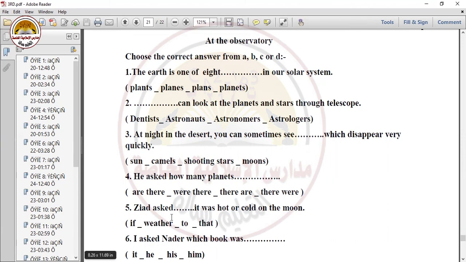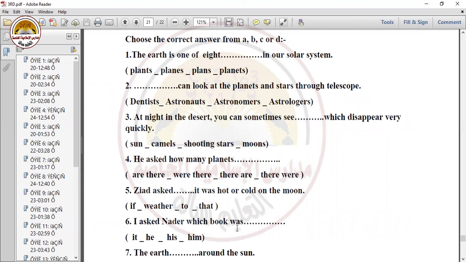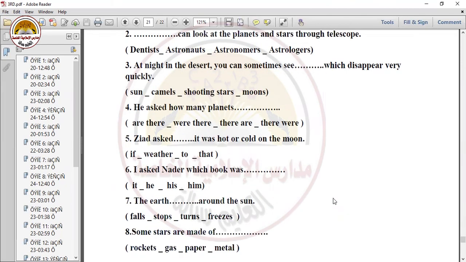Number five, Ziyad asked if it was hot or cold on the moon. If we have a yes or no question, when we change it to a reported question, we use if, whether, to, that. If. Yes. I asked Nader which book was his. It, he, him, his. Which one is the pronoun? His.